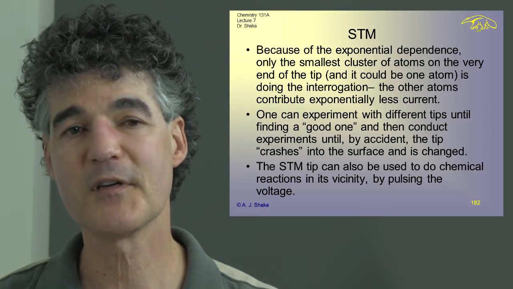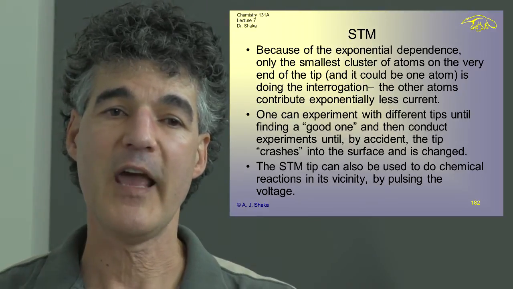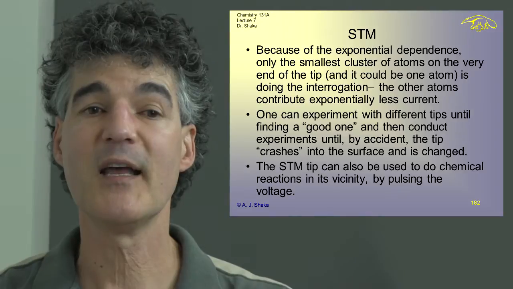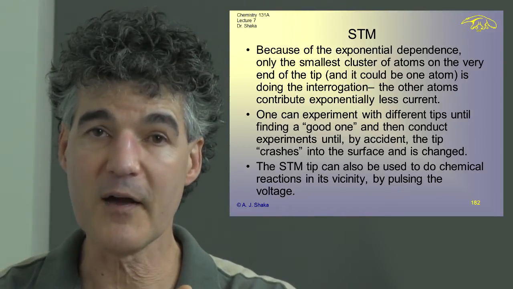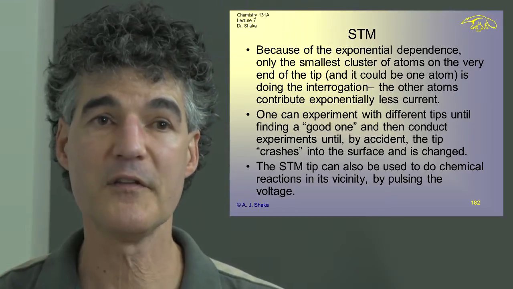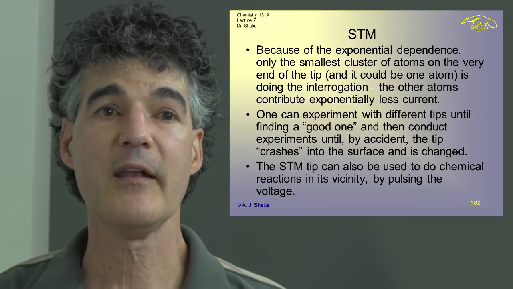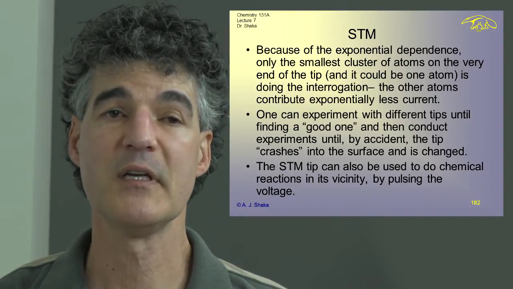You're trying to see, for example, if you have a material, whether some of the atoms might, if you have two different kinds of atoms, some of the atoms might like to be on the surface of the material in a different amount than in the bulk. And you can see that kind of behavior with this. And you can also use the STM to do chemical reactions.